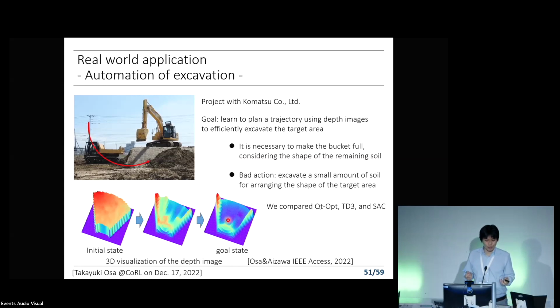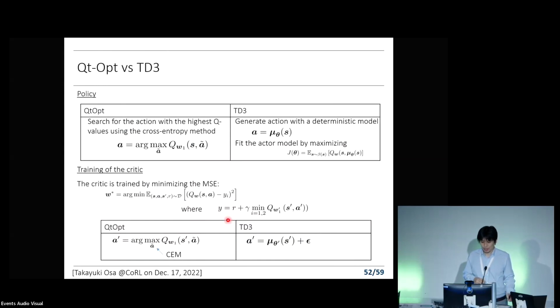To reduce the number of actions, we want to make the bucket always full. But at the end of the episode, we want to obtain the flat surface. So we avoid excavating a small amount of soil just for making a flat surface. That's the challenging part of this task. And in this study, we compared Qt-opt, TD3, and soft critic.